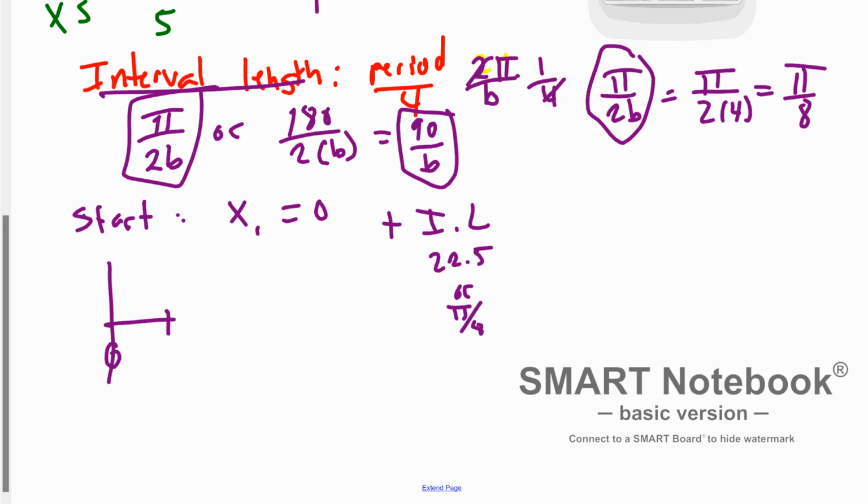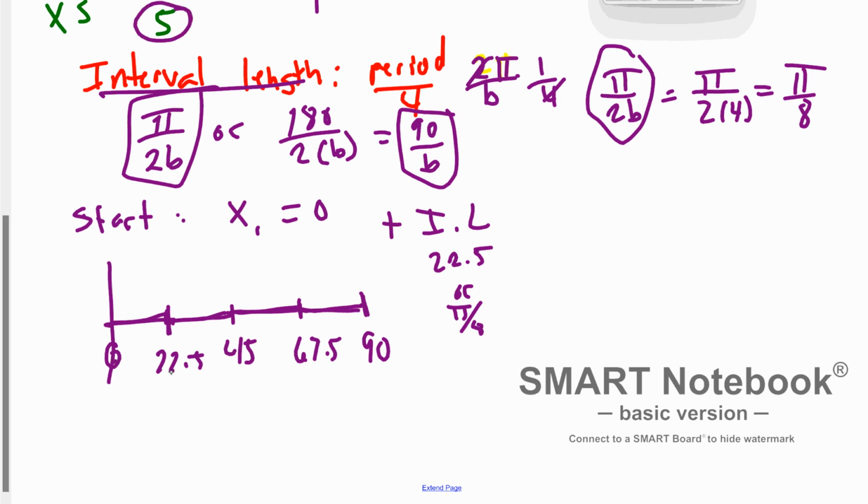So I start at 0, and I'm going to add 22.5. That's 1. Then I take another interval of 22.5, which gets me 45. Then I add another 22.5 and I get 67.5. Then I add another one and I get 90. That's my 4 interval lengths: 22.5, another 22.5, another 22.5, another 22.5. Notice that I still have my 5 x's: 1, 2, 3, 4, 5.